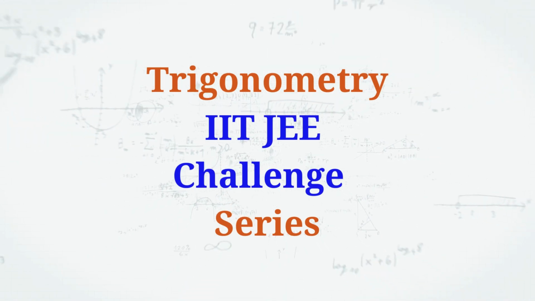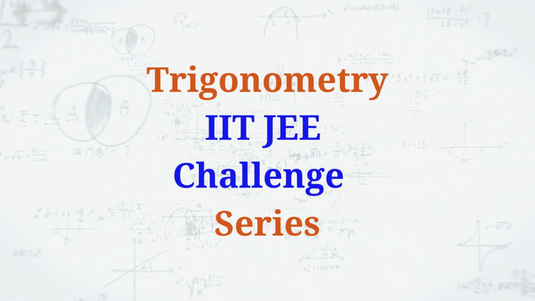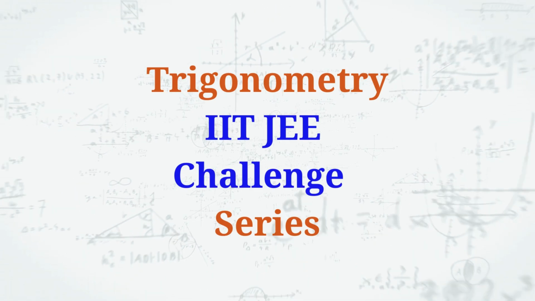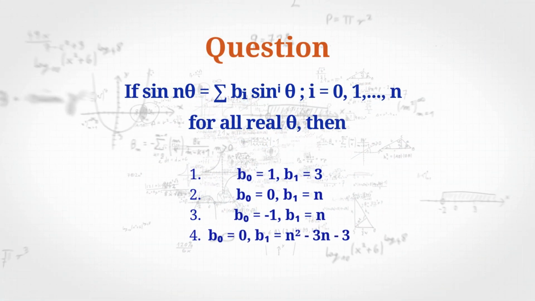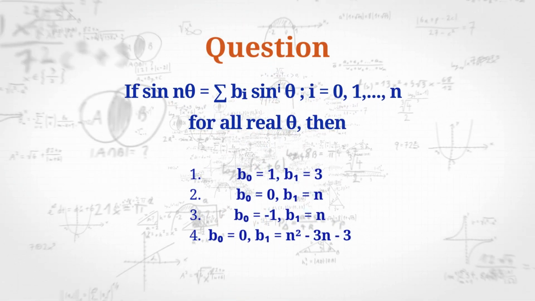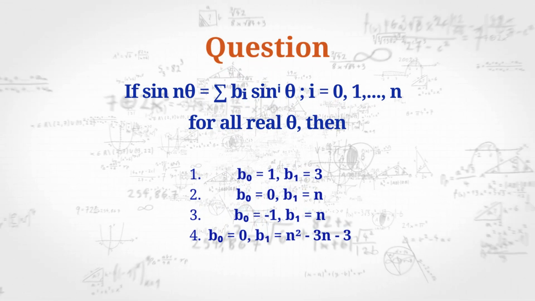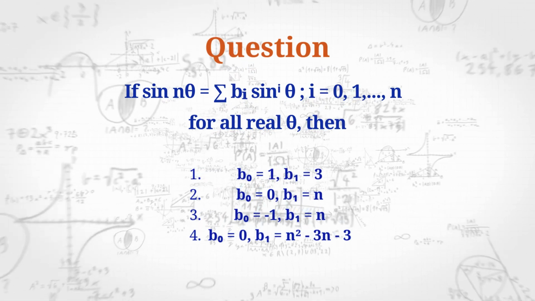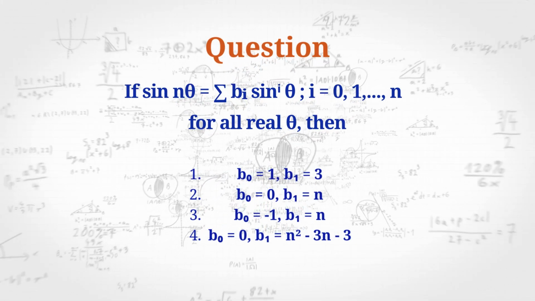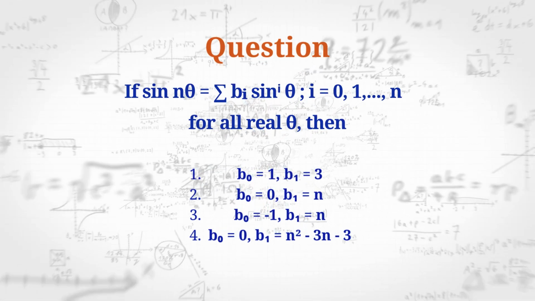Hello, today we are diving into a unique expression involving sine functions. We are given the equation sine n theta equals summation i equals 0 to n of b_i sine to the power i theta for all real theta, and our goal is to find the values of b0 and b1.